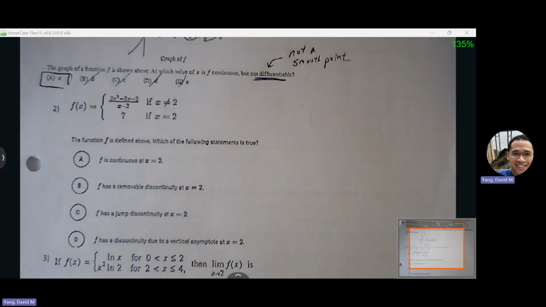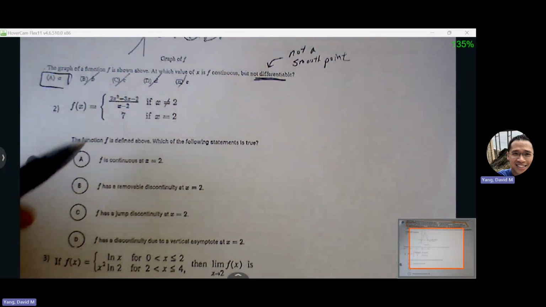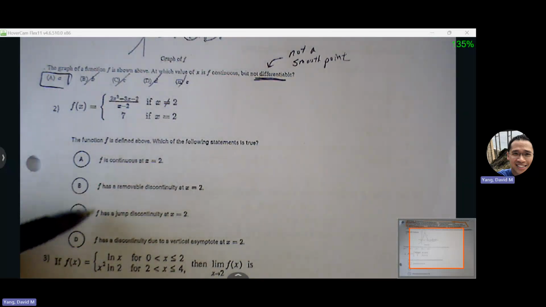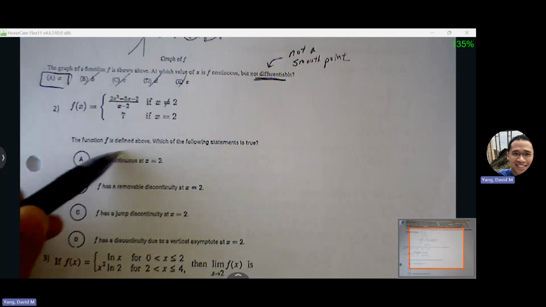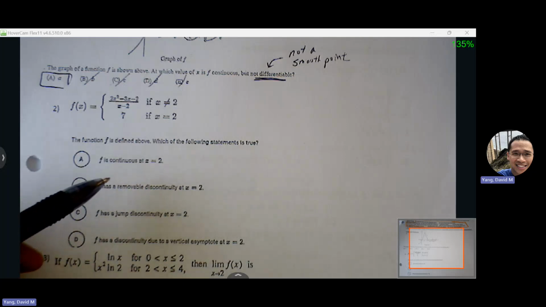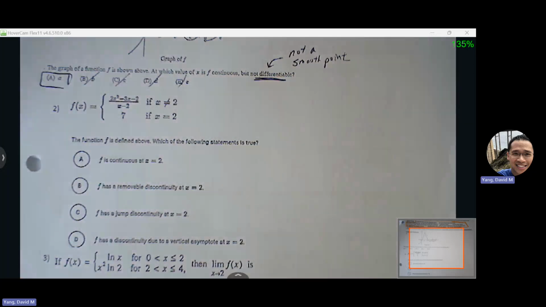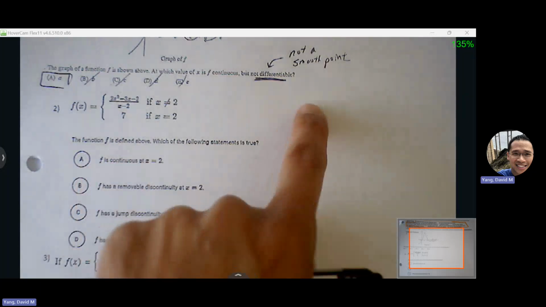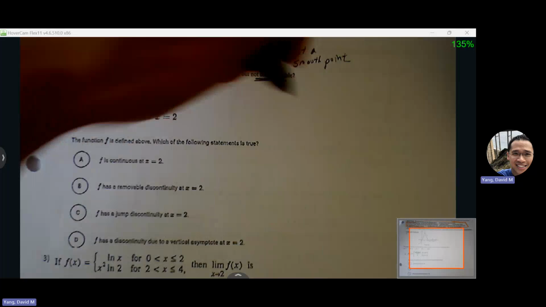Number 2, we have a piecewise function. Which of the following statements are true? Whenever I see the word continuity, I'm always thinking, okay, I know I can step through continuity conditions and this should be able to answer a lot of questions for me. So I'm just going to step through my continuity conditions.